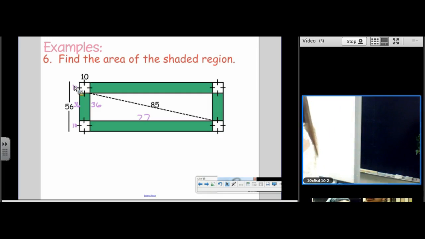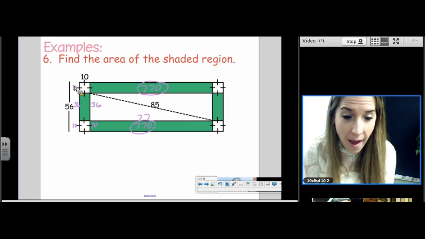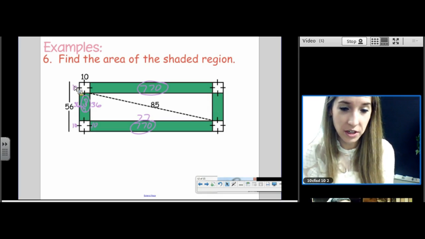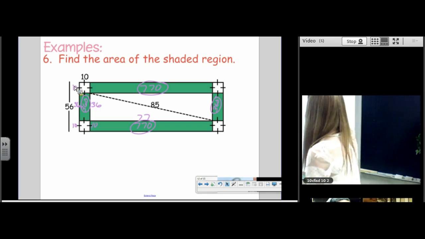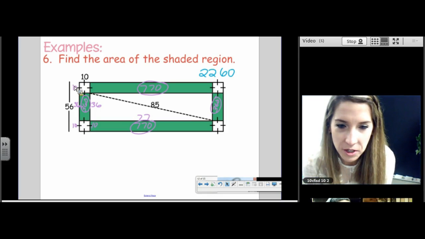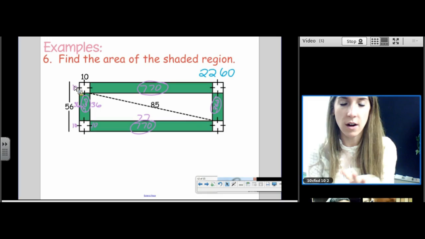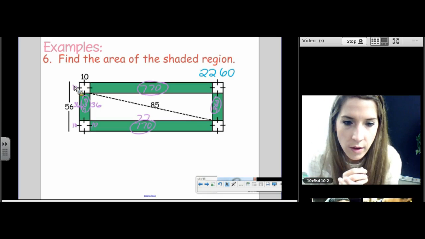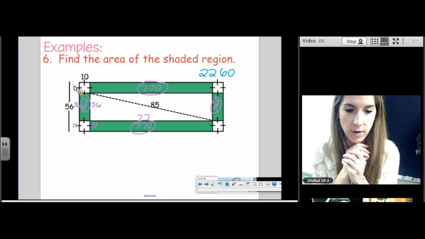77 times 10. This is 10. So 770 is the area of that one, and 770 is the area of that one. 36 by 10, 360 is the area of that one, and 360 is the area of that one. So add them all up. Nice. 2,260. Do we all agree? 770 are the 2 long rectangles, and then 360 are the 2 short ones. What questions do y'all have?